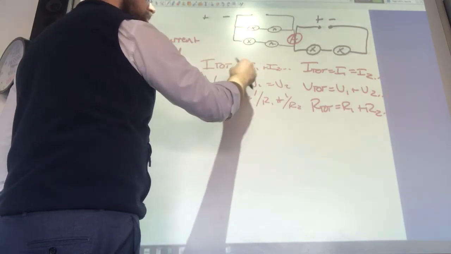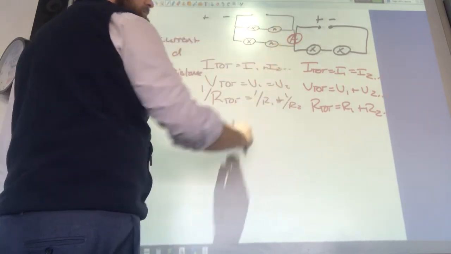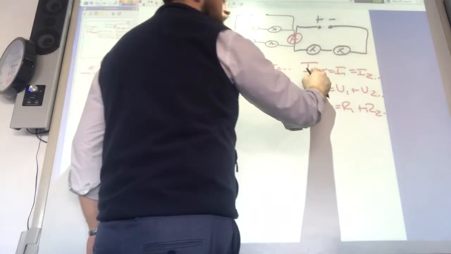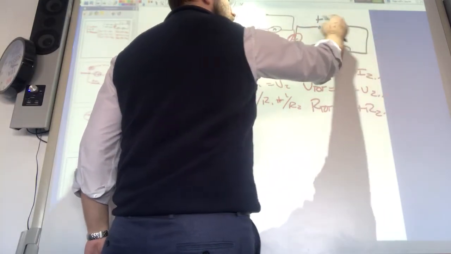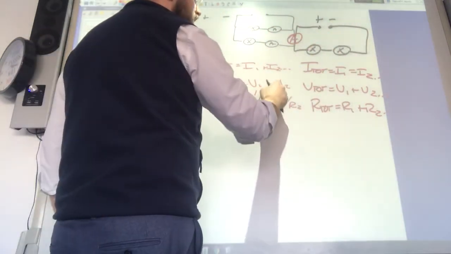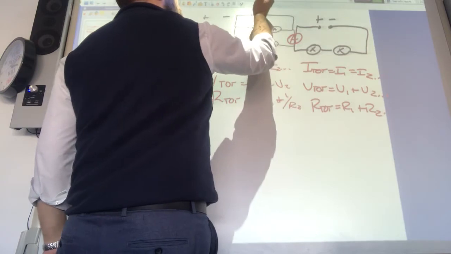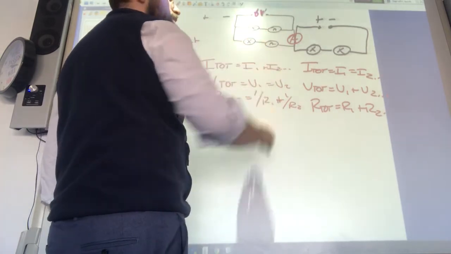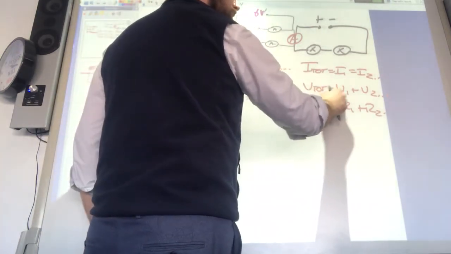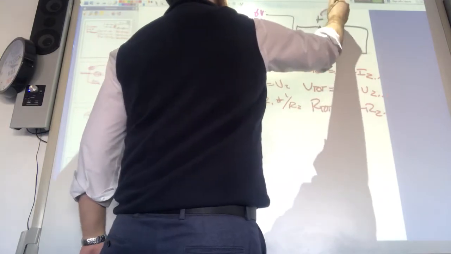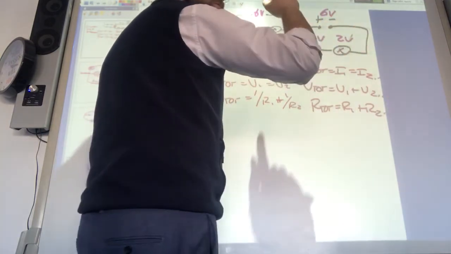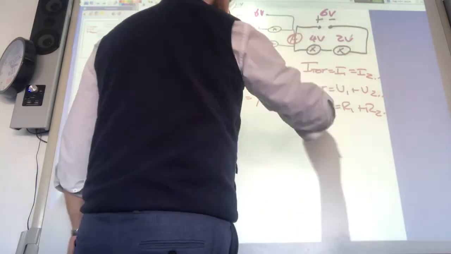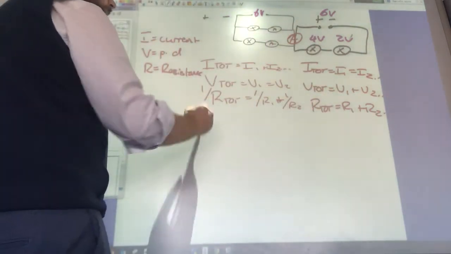Total current is equal to this branch plus this branch. In a series circuit, I total equals I1 equals I2. The current at any point on this circuit will be the same. V total equals V1 equals V2. If this is 6 volts, this will be 6 volts and that will be 6 volts. V total equals V1 plus V2. If this is 6 volts and this is 4 volts, this must be 2 volts, because the voltage is shared amongst the components.